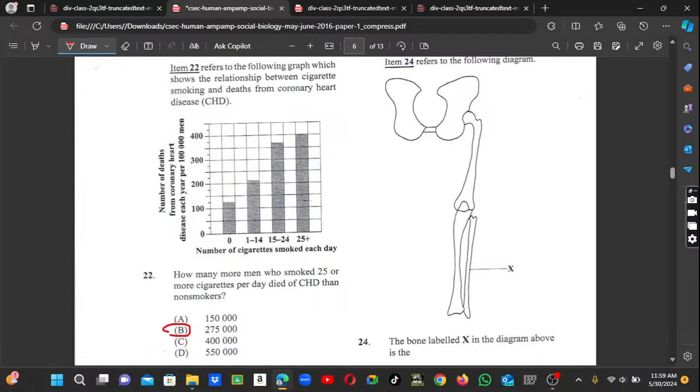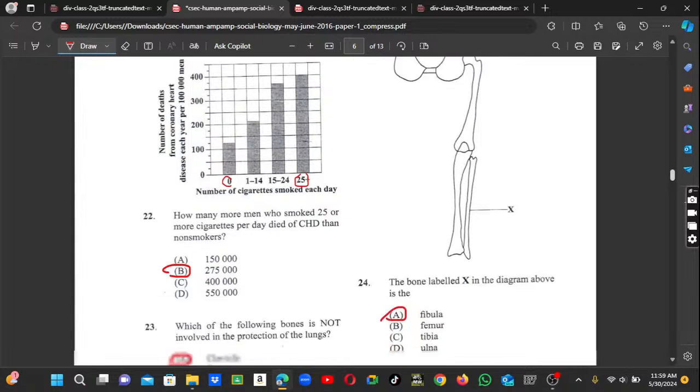Because what we would do, guys, based on the age here, 25, we would take away the number than less. This would be non-smoker. So this would be persons who are not smoking. So we'd subtract the non-smoker from those who are smoking. So therefore we'd get 275,000. Alright? Good. Moving along, guys, because time is going.